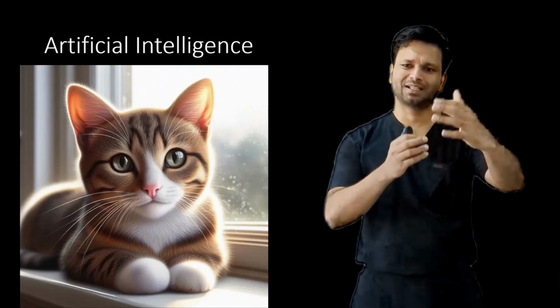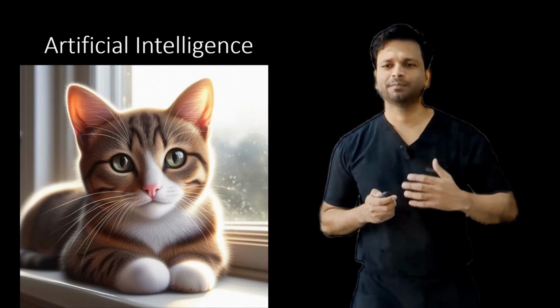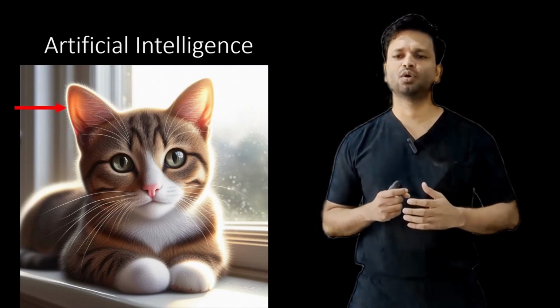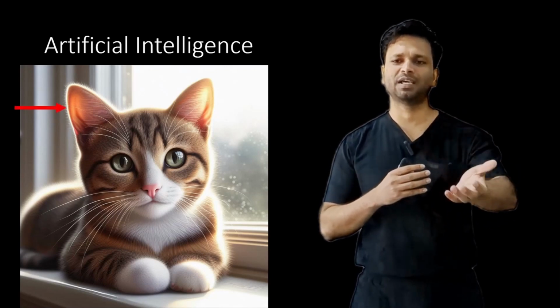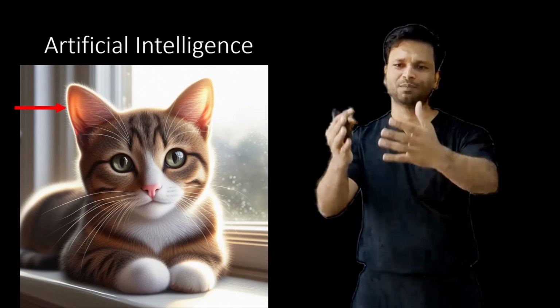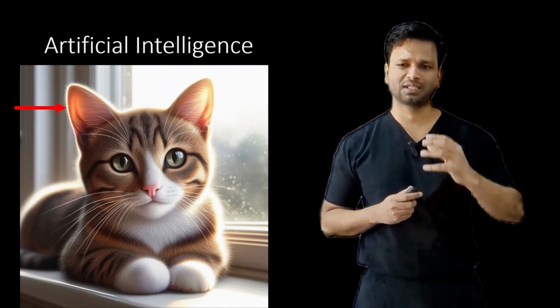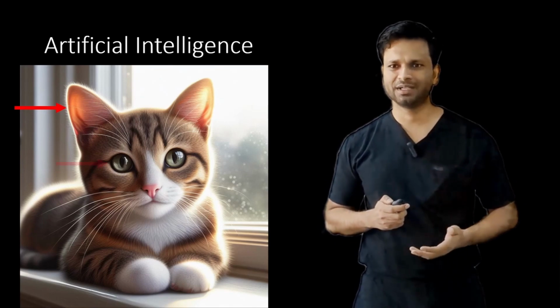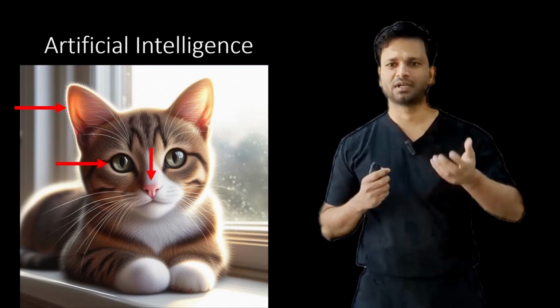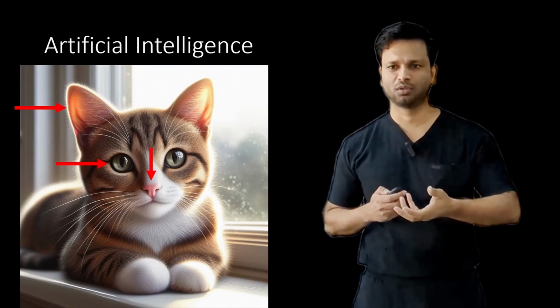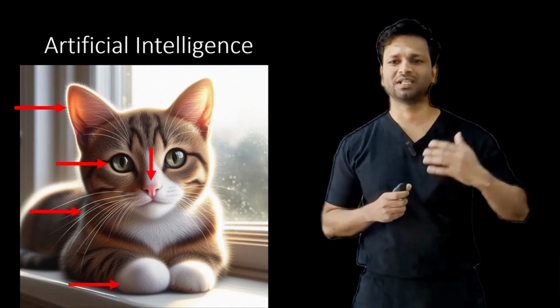Once it has learned that the cat has these features, the AI is going to go through the image. When we ask the AI what animal this is, it is going to go through the image, and it is going to see that this animal has pointed ears, round eyes, whiskers, a short stout nose, and paws. Okay, this is a cat.